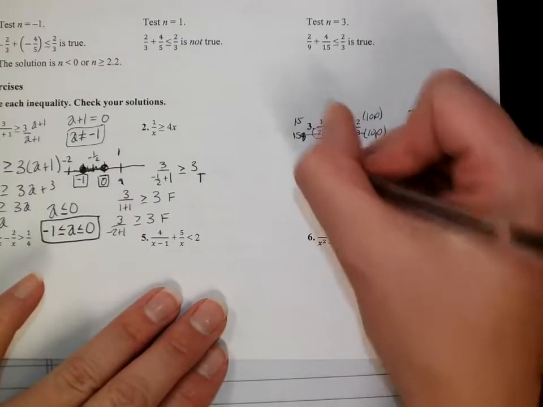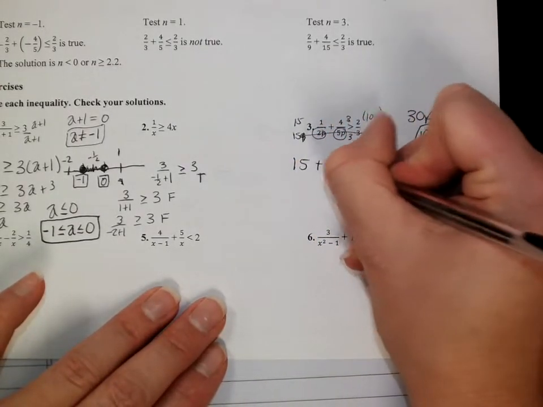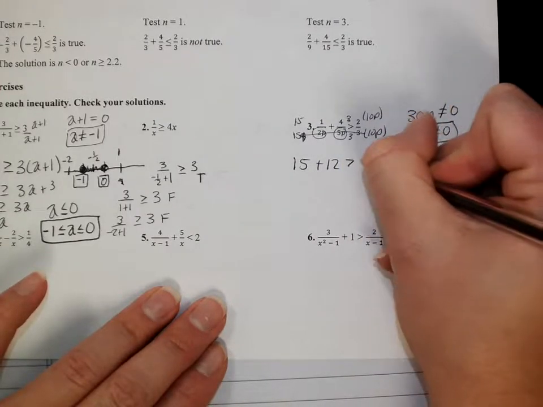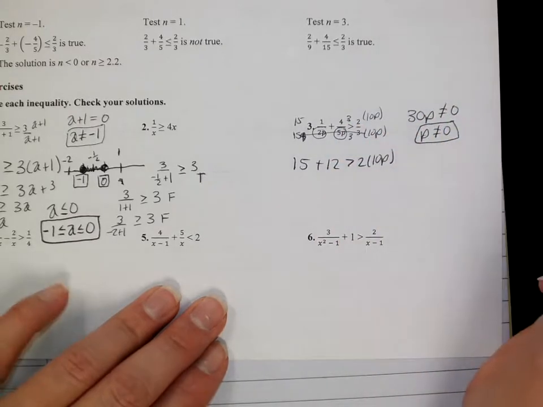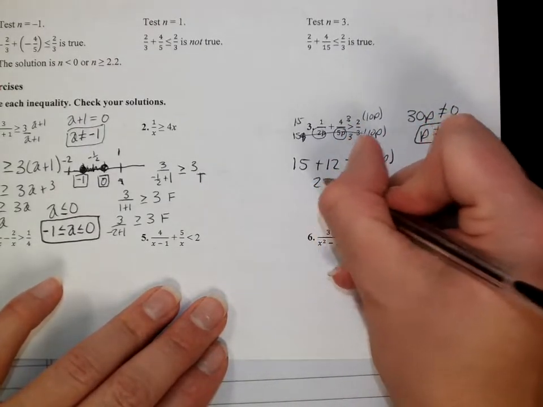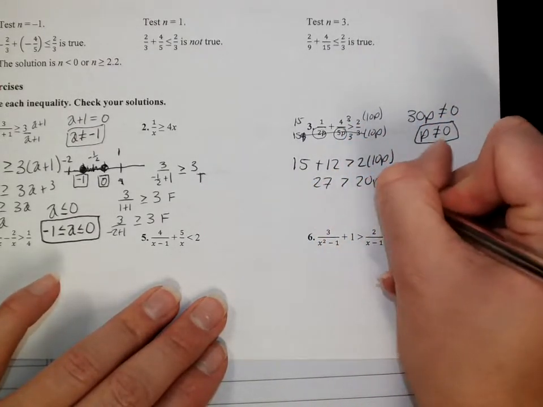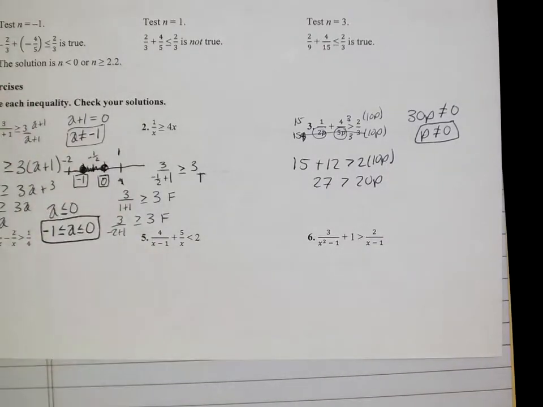Ignore the denominators and solve the tops. 15 plus 12 is greater than 2 times 10p. So that's 15 plus 12 is 27 is greater than 20p. When I solve this, gross, who likes fractions? 27 and 20, I don't even think that's going to reduce at all. That's gross. But that's what you get.